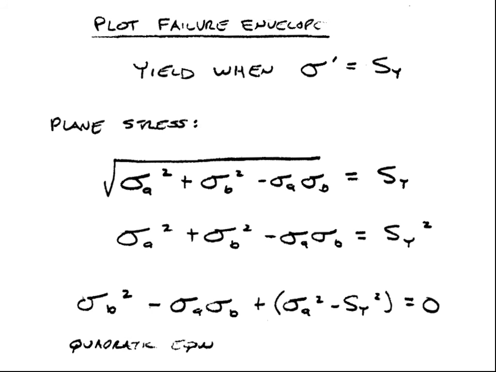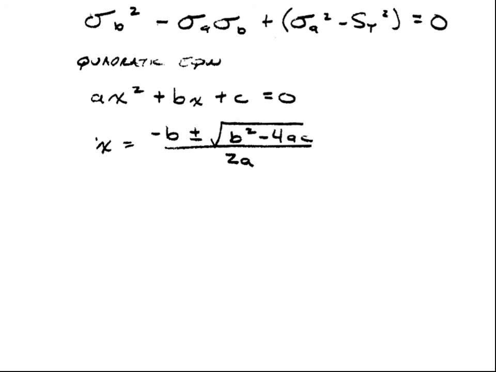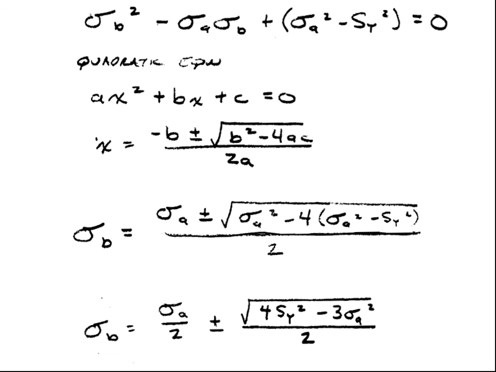And remember, what we're trying to do is to write sigma b as a function of sigma a. So when we rearrange it like this, you'll see that we have a quadratic equation. And just applying the quadratic formula here, we come up with this expression for sigma b as a function of sigma a, simplified down at the bottom here.